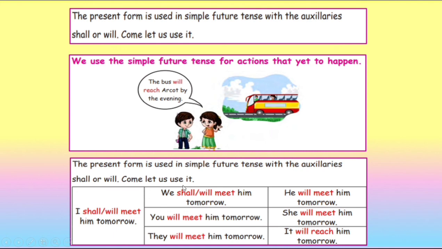Come, let us see the use of it. I shall or will meet him tomorrow. We shall or will meet him tomorrow. Along with I and we, we can use shall or will. But mostly we end up using will. You will meet him tomorrow. They will meet him tomorrow. He will meet him tomorrow. She will meet him tomorrow. It will reach him tomorrow. So we use the auxiliary will or shall along with I and we, and will for all the other pronouns.